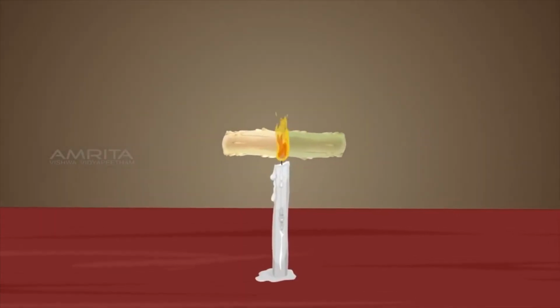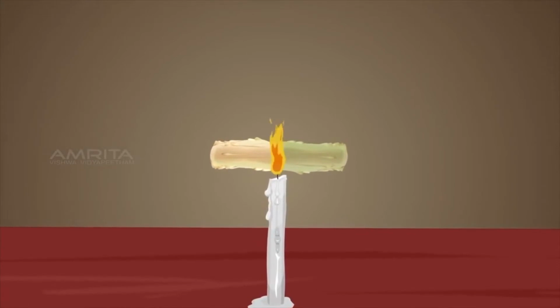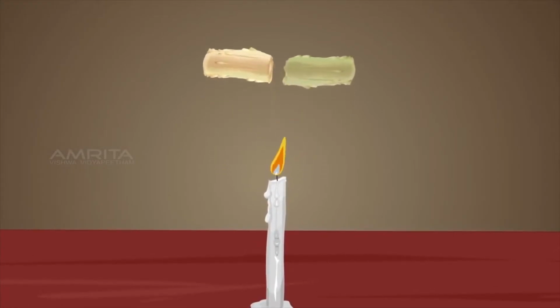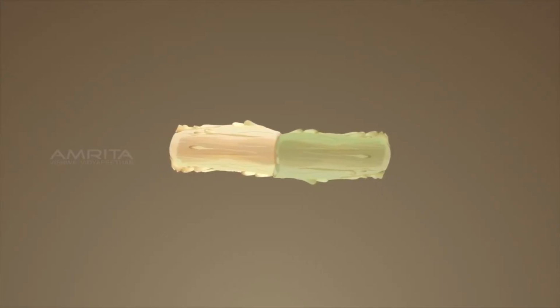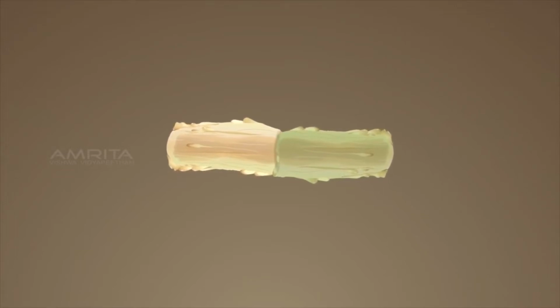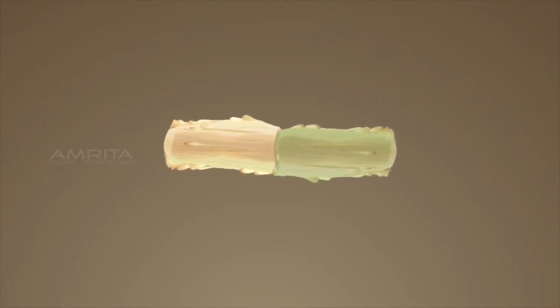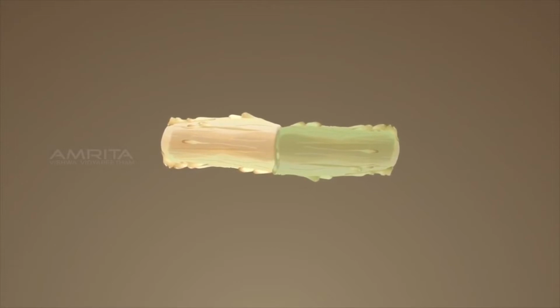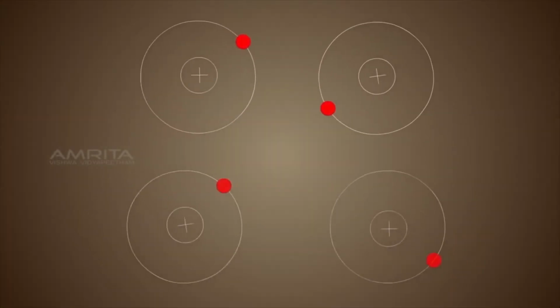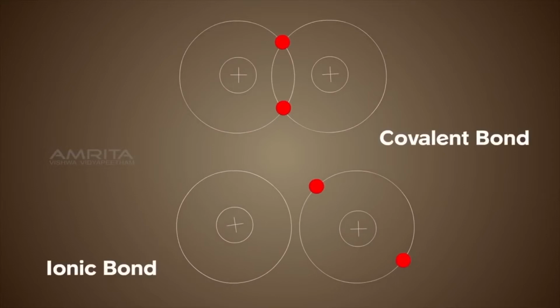For instance, if two pieces of wax are to be joined, they are heated. After heating, the two pieces are pressed together to form a single structure. Here, heat is the chemical factor which is responsible for joining the molecules of wax pieces. There are two main types of bonds, covalent and ionic.